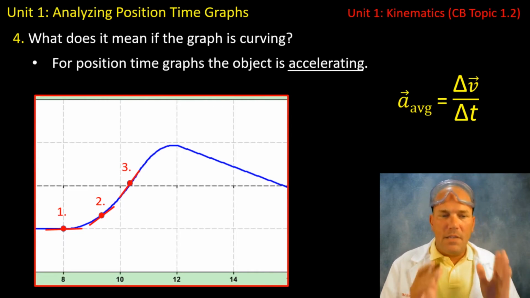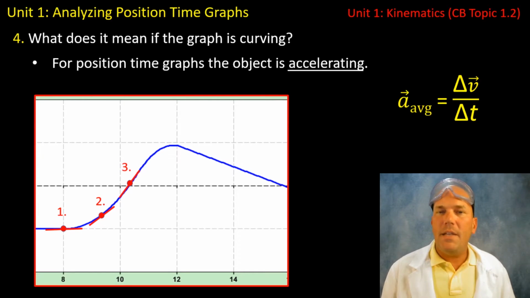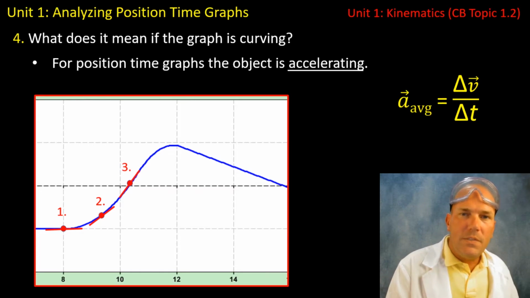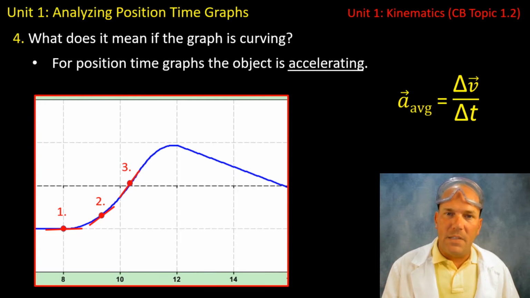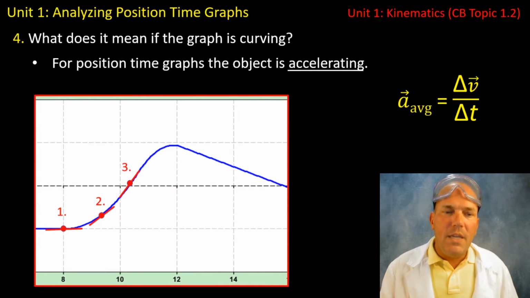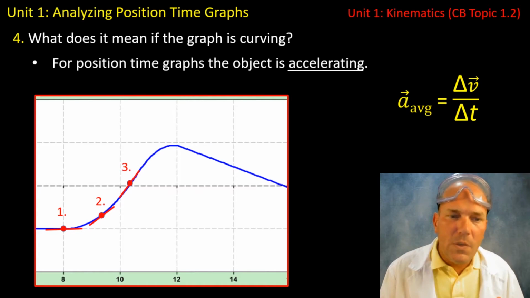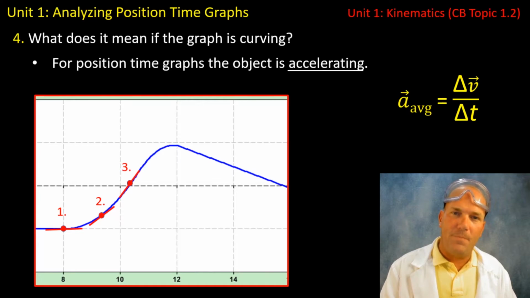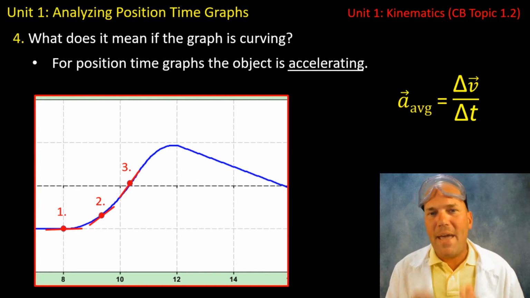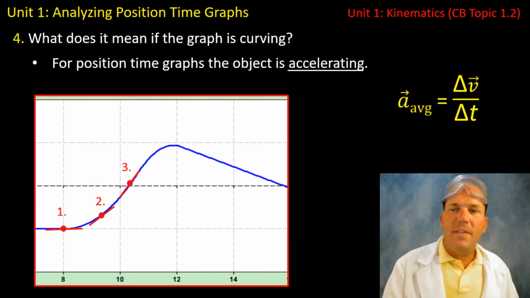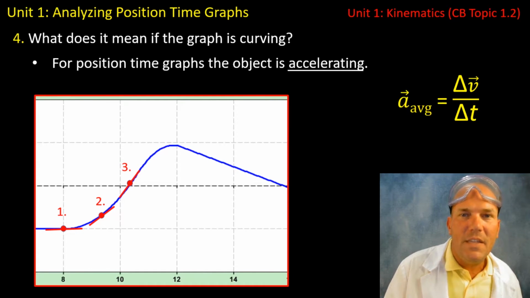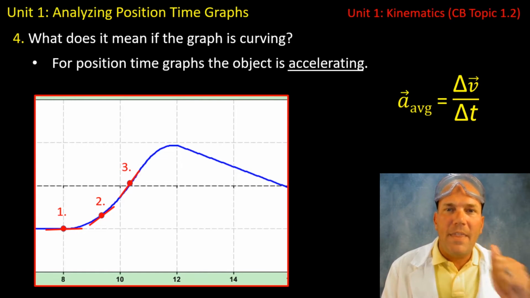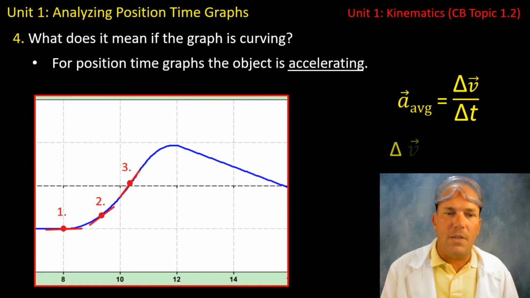So look at number 1. Look at that tangent line. The slope is 0. At number 2, the slope is now positive. At number 3, the slope is also positive, but notice it's steeper, i.e. it's greater in magnitude. So we have an increasing velocity as a function of time. And by definition, that is acceleration.